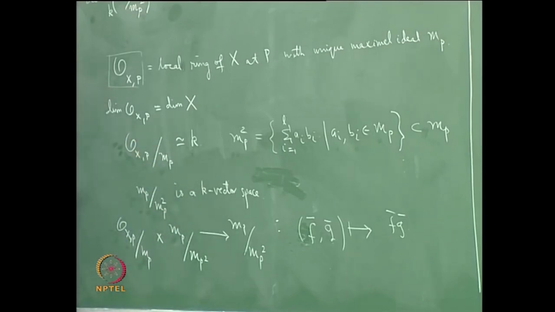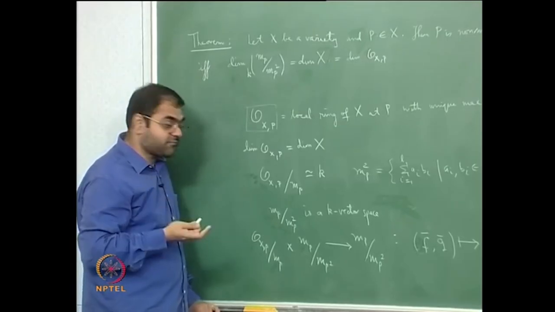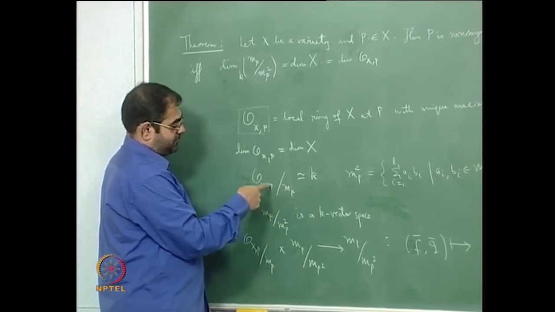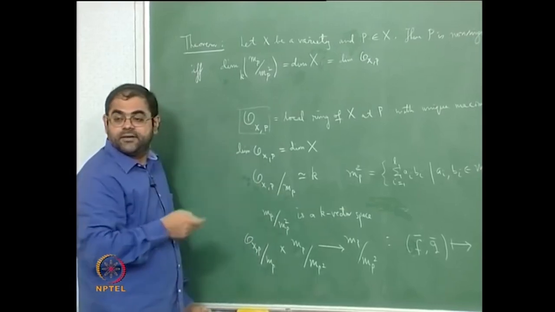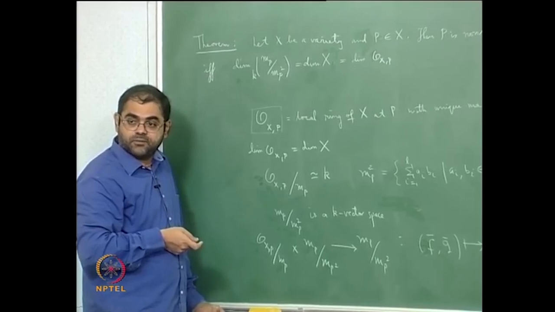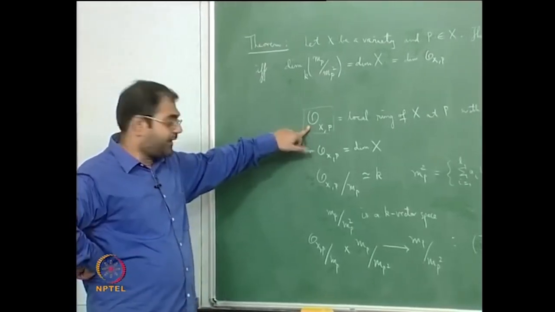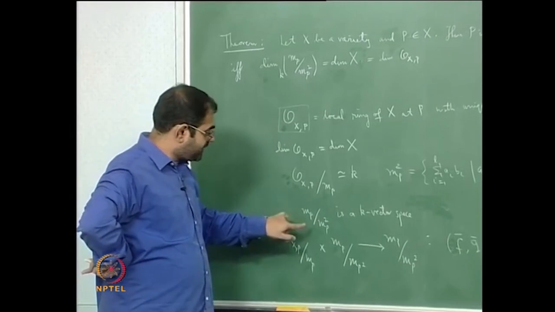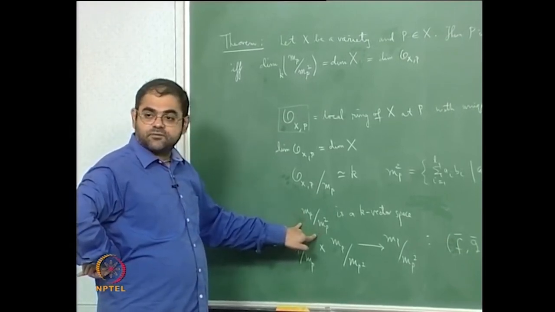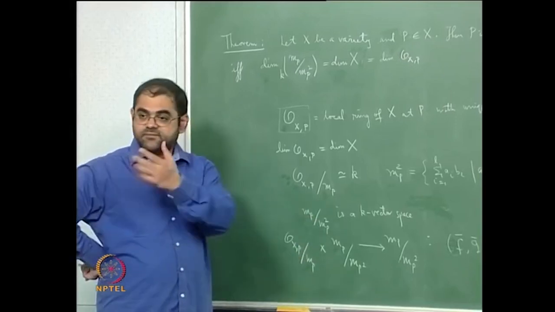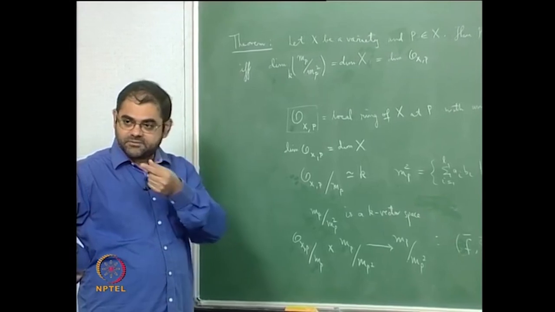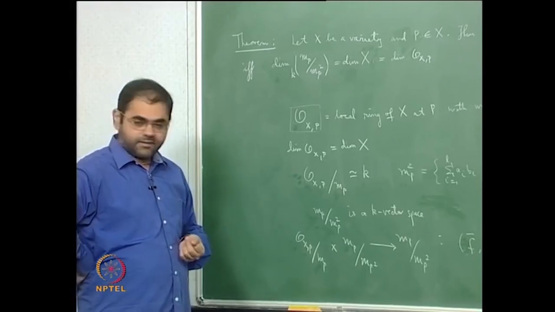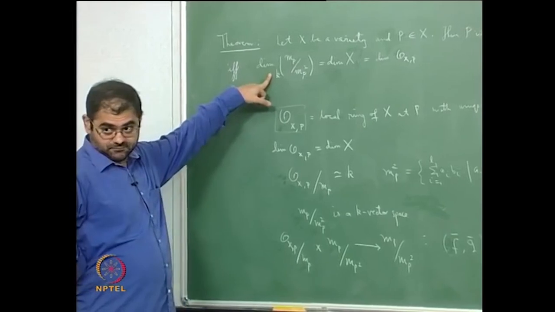And it's certainly a finite dimensional vector space, because after all, OXP, this local ring, is a Noetherian ring, and this ideal MP in this Noetherian ring is finitely generated. You take a set of generators and take their images here, they will give you generators for this quotient. So it's a vector space which has a finite spanning set, and therefore it's a finite dimensional vector space. You calculate its dimension.